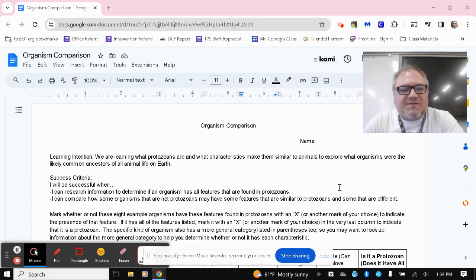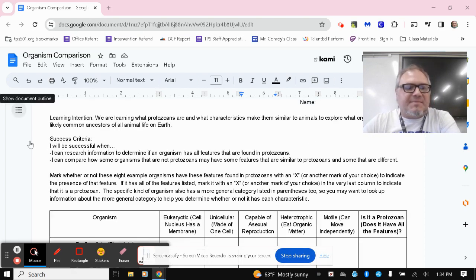Hi, I just wanted to give some instructions here for the organism comparison assignment. So, learning intention on this one, we're learning what protozoans are and what characteristics make them similar to animals, to explore what organisms were the likely common ancestors of all animal life on Earth. Again, they're not animals themselves, but they're fairly similar.